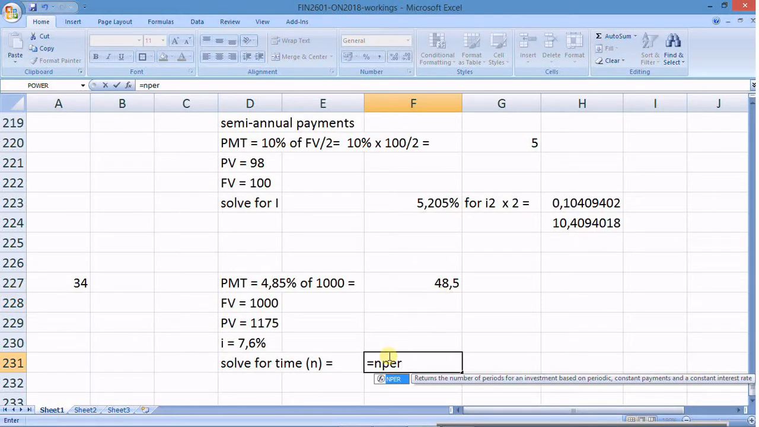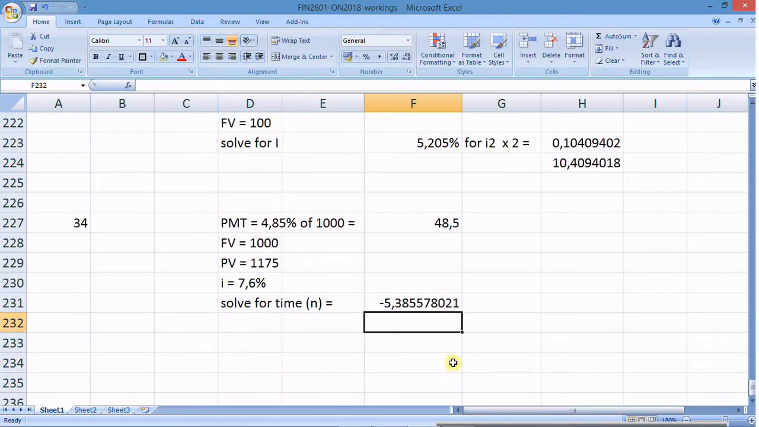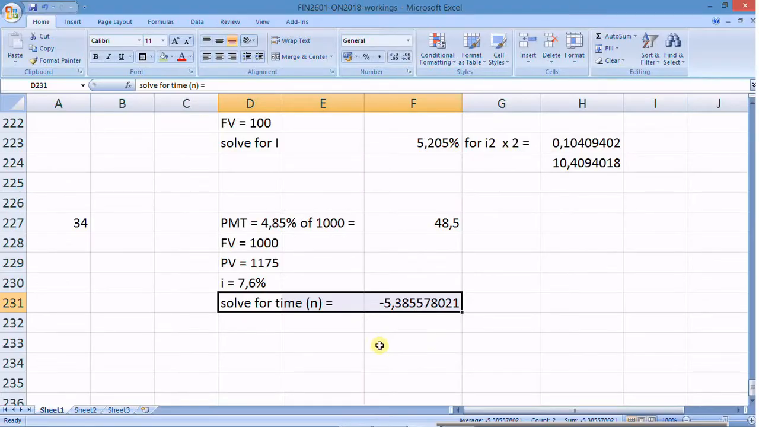Okay, so the rate is 7.6%. What is the PMT? It's 4.85. The PV? It's 1175, minus 1175. And the FV? 1000. Close brackets equals. Okay, the time? 5.39. Yep. It's option 3. How much time left to maturity? 5.38.